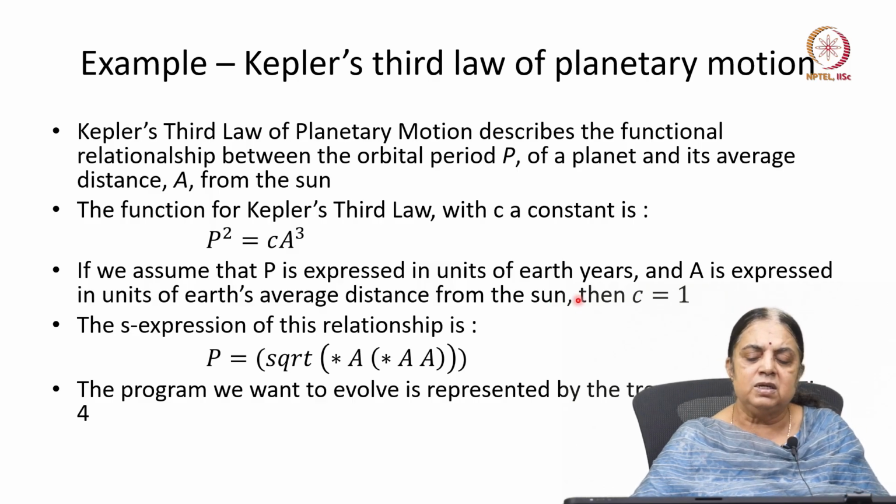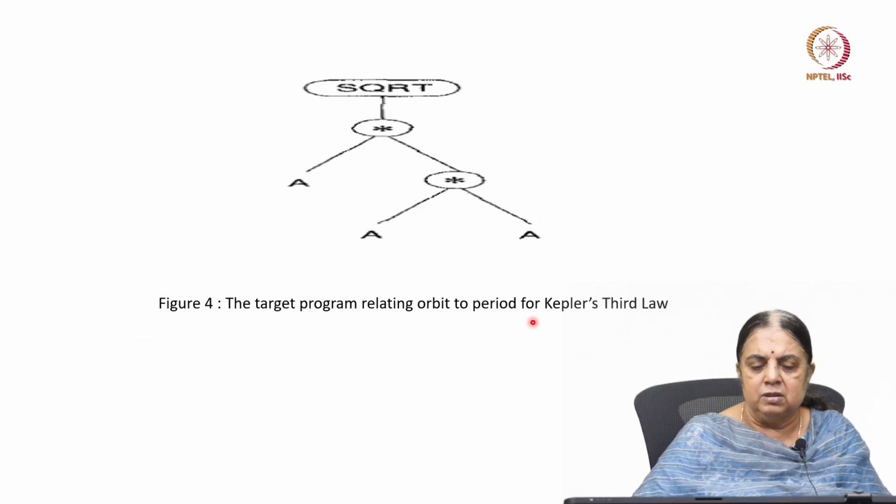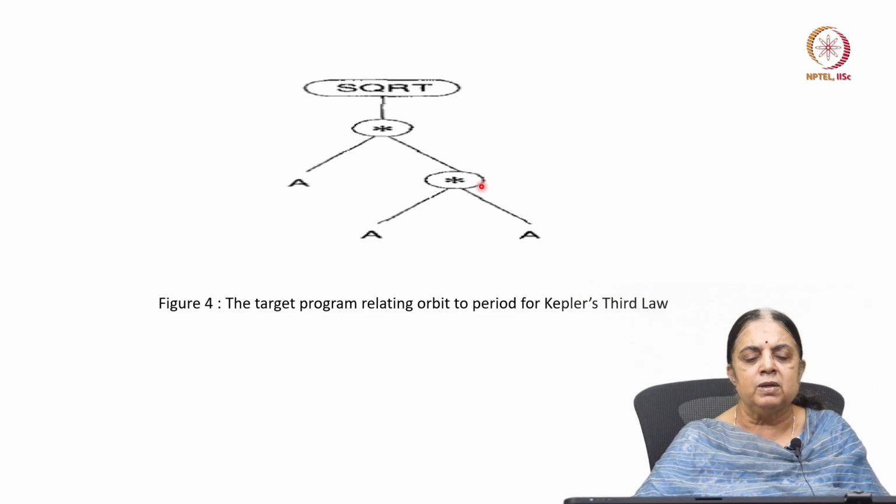So these are the two things, and what we are going to say here is that p is equal to the square root of a times a, that is, of a cubed, and this is the program we are trying to evolve. We are trying to find a relationship between p and a. That's the basic idea here. So this is the target program which we are looking at over here.